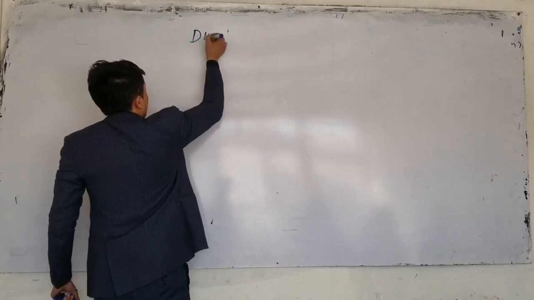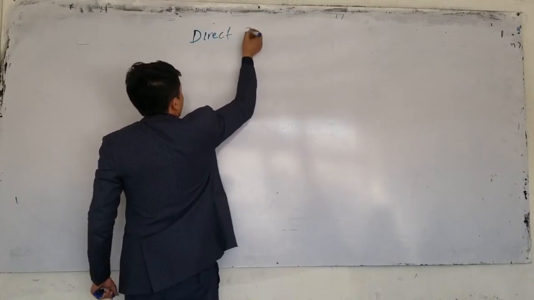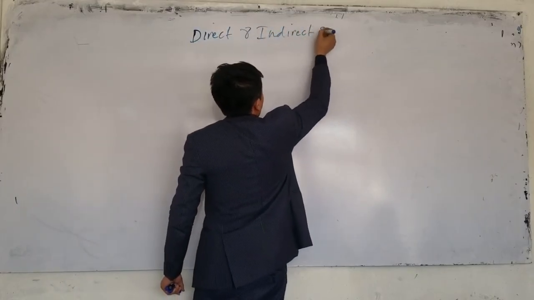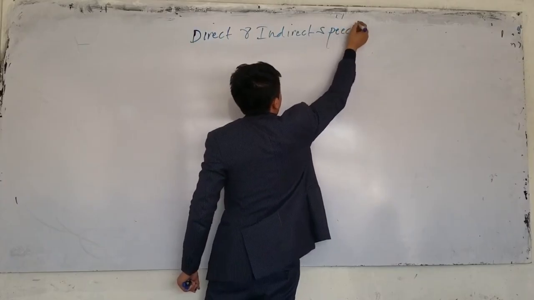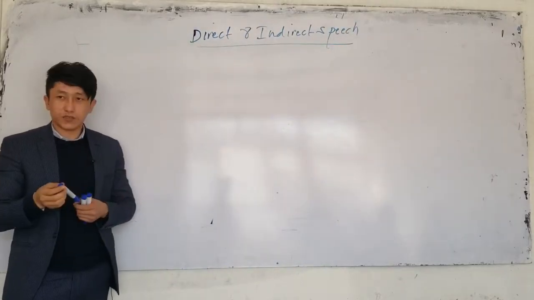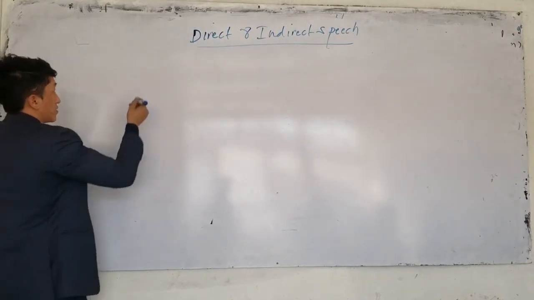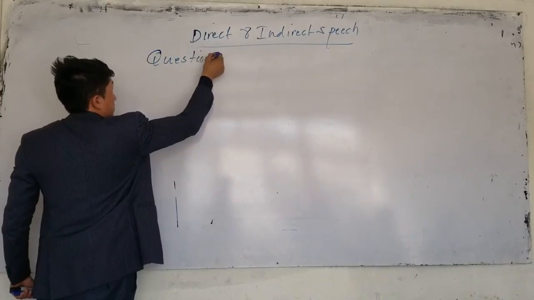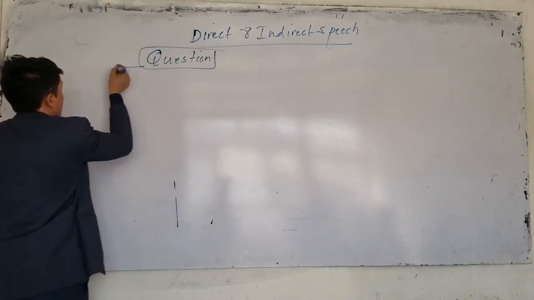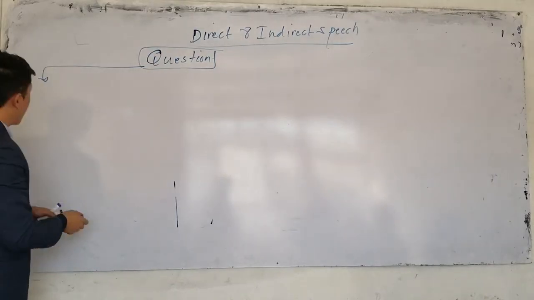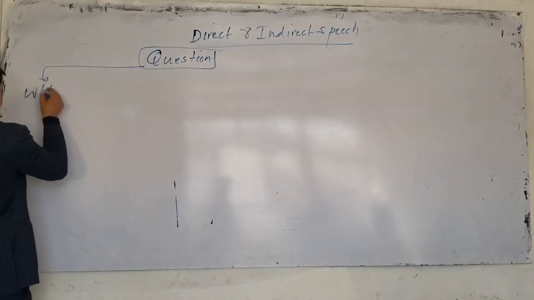Today we will discuss again direct and indirect speech. I'll write it down. We will talk about how to change the questions. If we have questions, especially how many kinds of questions do we have? If we have questions, how can we change a question? We have WH questions and also what? Yes, no questions. If I have a WH question, how can I change it?